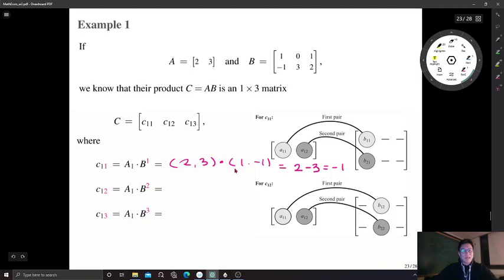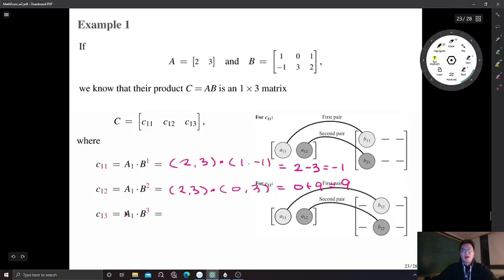All right. And for C12, we take the first row vector of matrix A and then do the dot product with the second column vector of matrix B. Okay, so that's going to be (2, 3) dot the second column vector, that is (0, 3). So that is 0 plus 9, so that is 9.